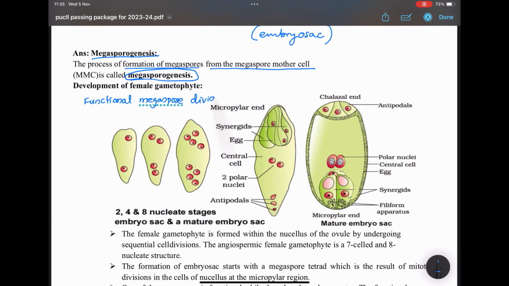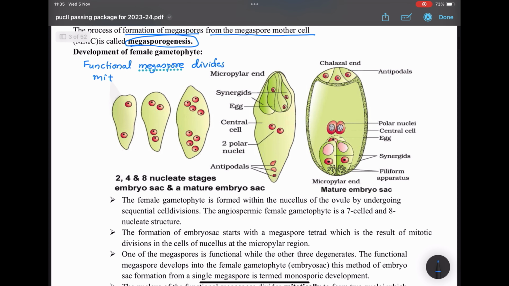So the functional megaspore will divide mitotically to form a mature embryo sac. It will undergo continuous mitotic divisions and form 8 different cells, and these cells will get surrounded by a wall. Then they will form a 7-celled, 8-nucleated embryo sac.